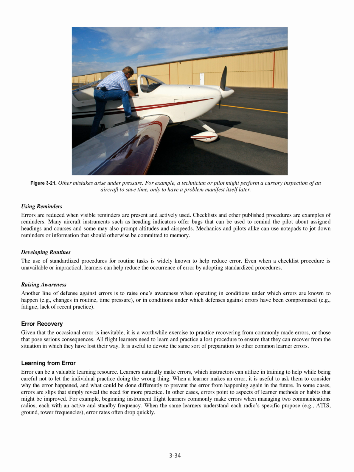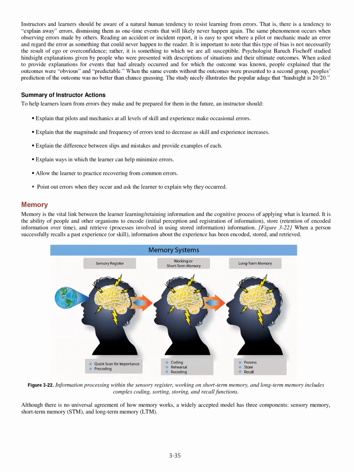In some cases, errors are slips that simply reveal the need for more practice. In other cases, errors point to aspects of learner methods or habits that might be improved. For example, beginning instrument flight learners commonly make errors when managing two communications radios, each with an active and standby frequency. When the same learners understand each radio's specific purpose, for example, ATIS, ground, tower frequencies, error rates often drop quickly.